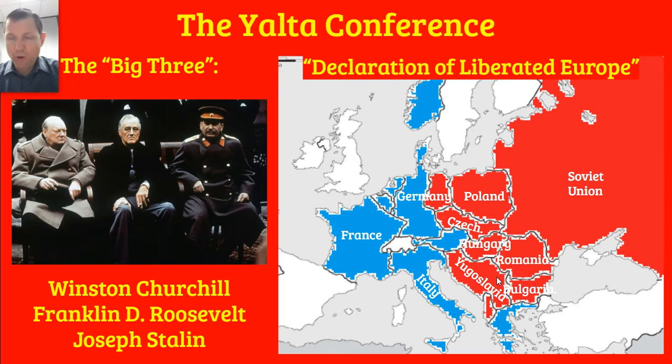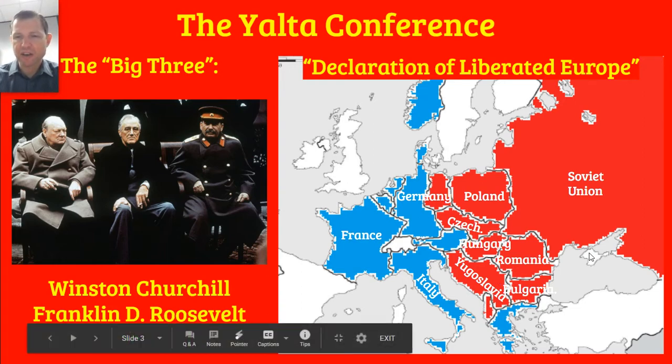All right, so as the war was winding down in February of 1945, the leaders of the big three Allied countries, Winston Churchill, the Prime Minister of the United Kingdom, or if you prefer, Great Britain, Franklin D. Roosevelt, the President of the United States, and Joseph Stalin, the dictator who ruled the Soviet Union, met at a place called Yalta. And Yalta is down here on the Black Sea.